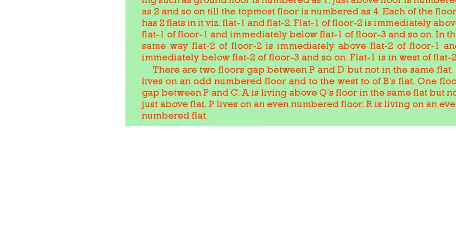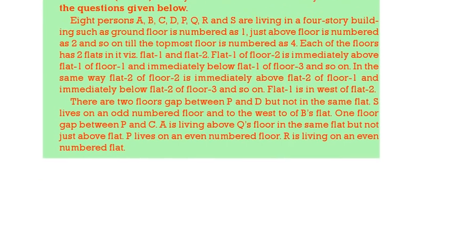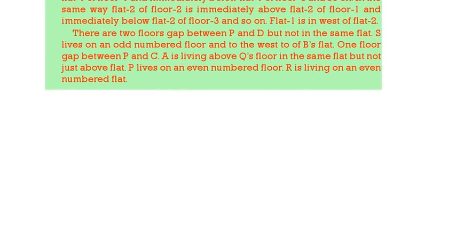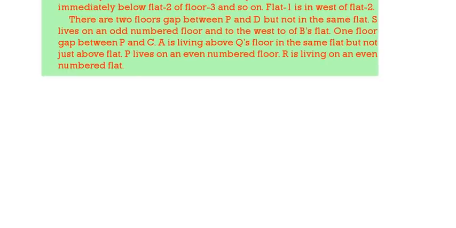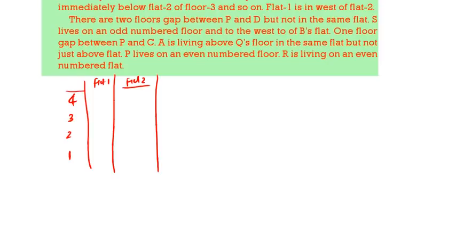Next, study the following information carefully, then answer the question. 8 persons A, B, C, D, P, Q, R, S are living in a 4-story building. Ground floor is 1, the floor above is 2, topmost floor is 4. Each floor has 2 flats. So there are 2 flats, 4 floors. That means we will get the arrangement like this. So this is how we will write: 4, 3, 2, 1. This is flat 1. This is flat 2. 4th floor, 3rd floor, 2nd, 1st.